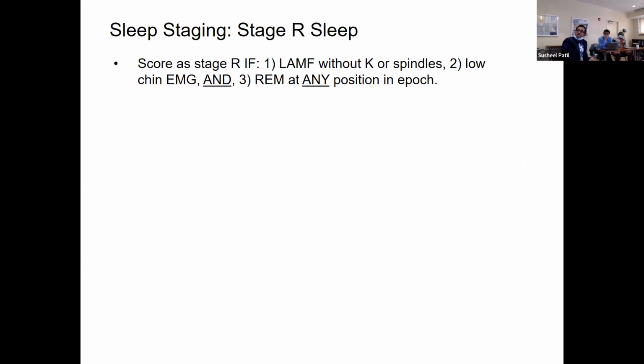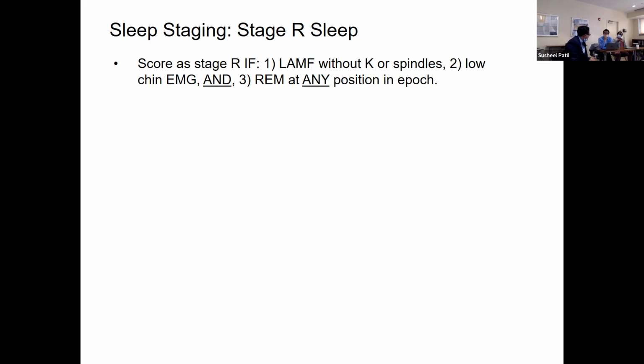So we score stage REM if there's low amplitude mixed frequency activity, no K complexes or spindles, the EMG tone is the lowest of the night, and there is rapid eye movement at any position in the epoch: beginning of the epoch, end of the epoch. That's the exception to the majority of rules. This is the one exception.